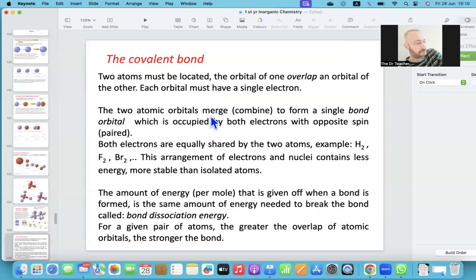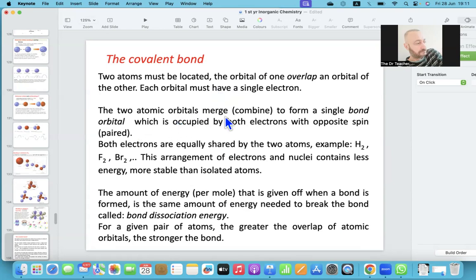Covalent bond: 2 atoms must be located so that an orbital of one overlaps an orbital of the other. Each orbital must have a single electron. This is the covalent bond. Covalent means there are valence electrons, single electrons to overlap to react. As we said, single electrons can form bonding, but the double electrons are diamagnetic, they don't form any bonding. Single electrons are active, they are radicals, they are responsible for forming bonds.